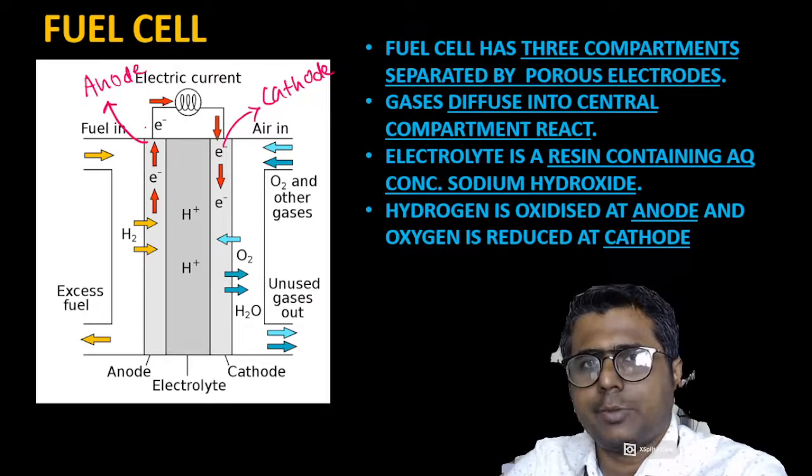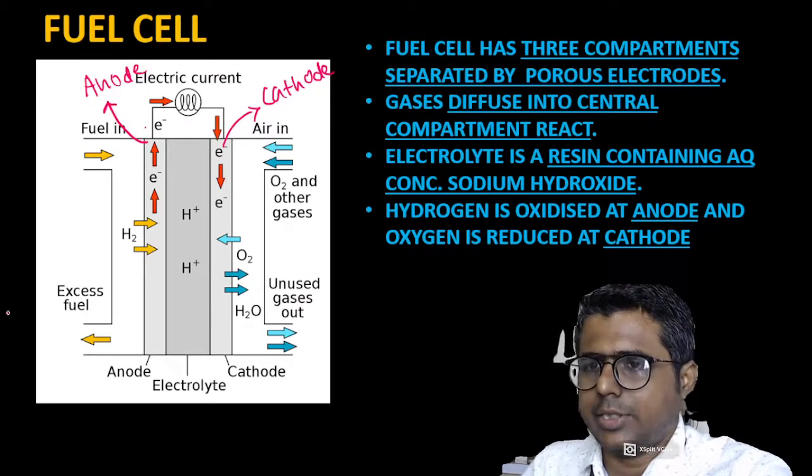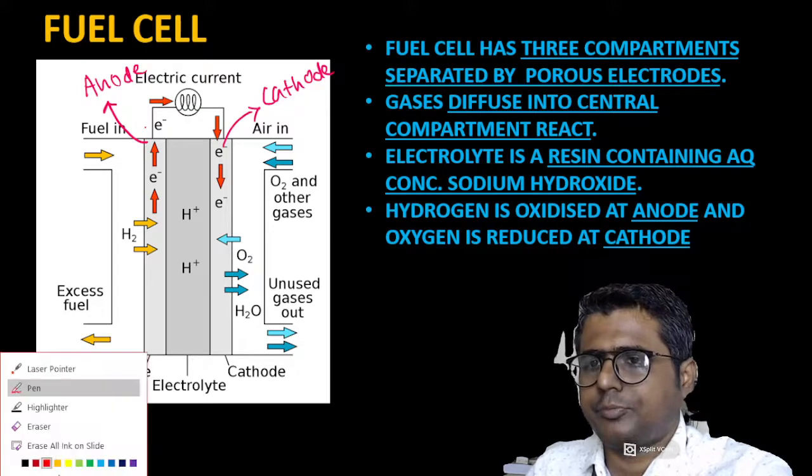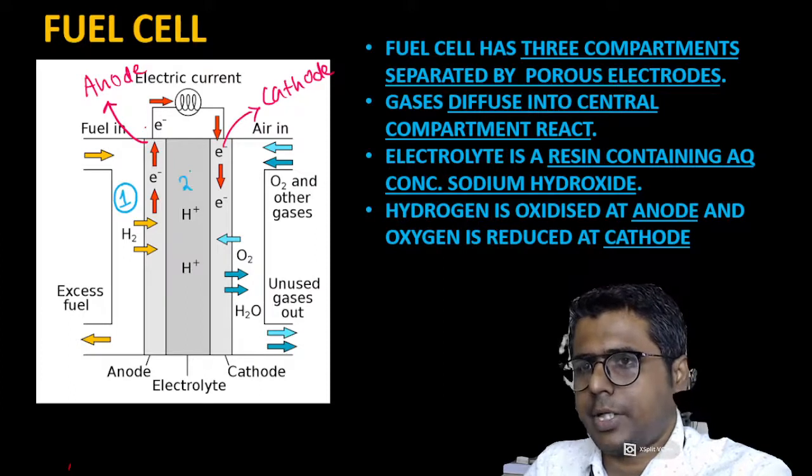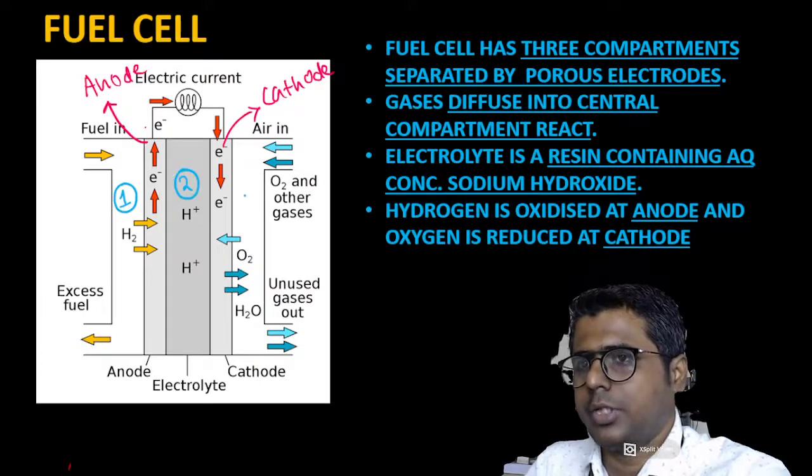Fuel cell has basically three compartments, as you can see in the figure. So if we go one by one, this is one compartment, say compartment 1, this is another compartment, this is compartment 2, and this is the third compartment. In one of the compartments, the fuel is entered.